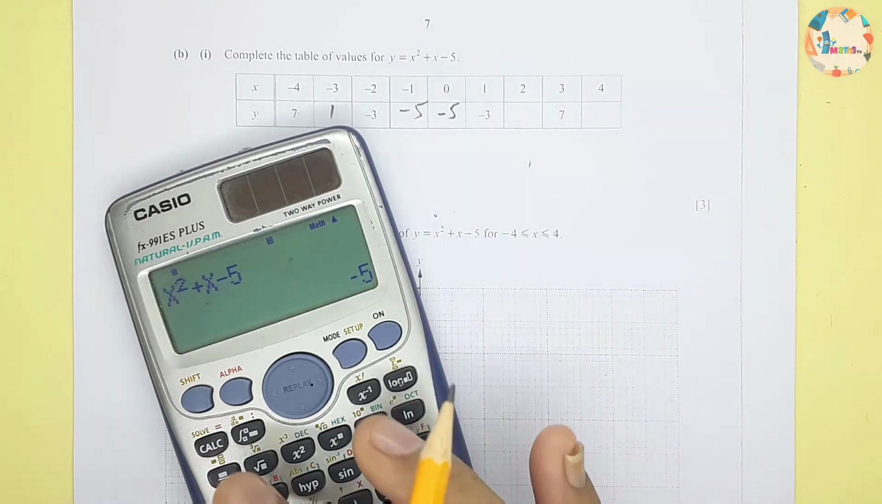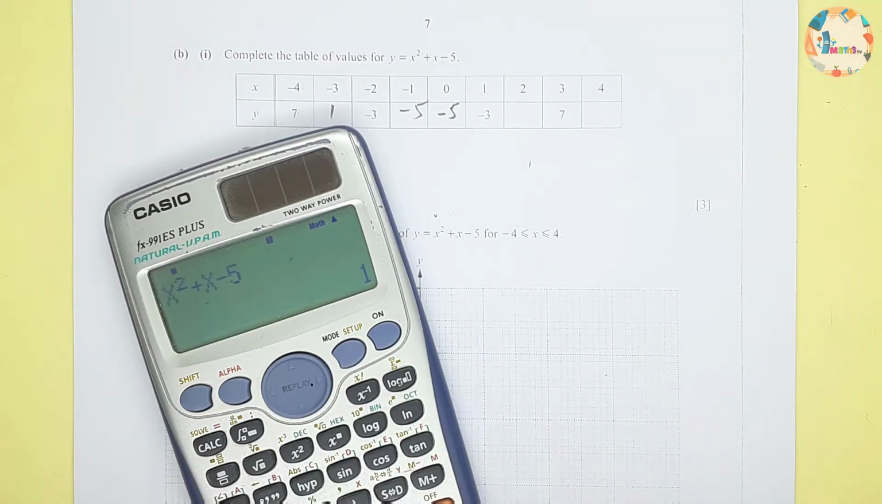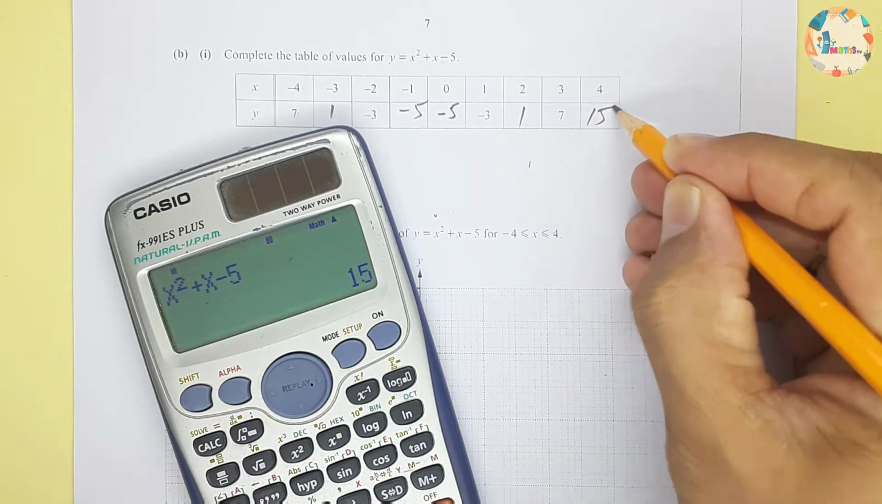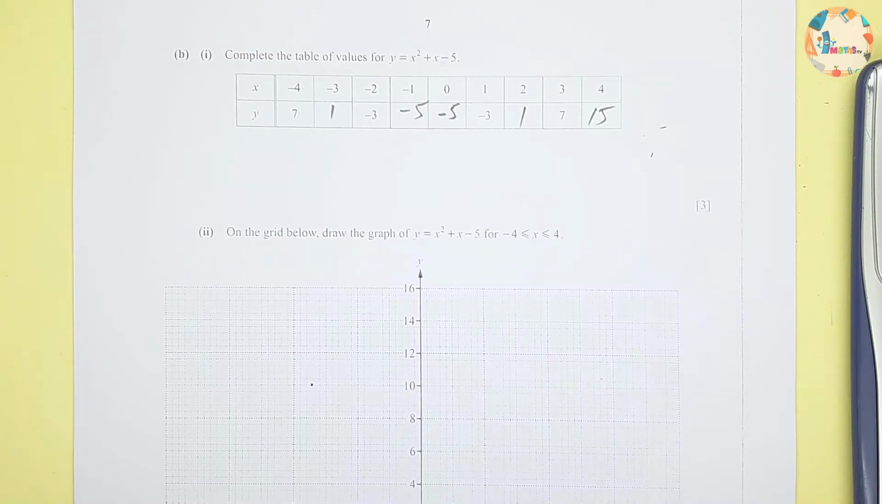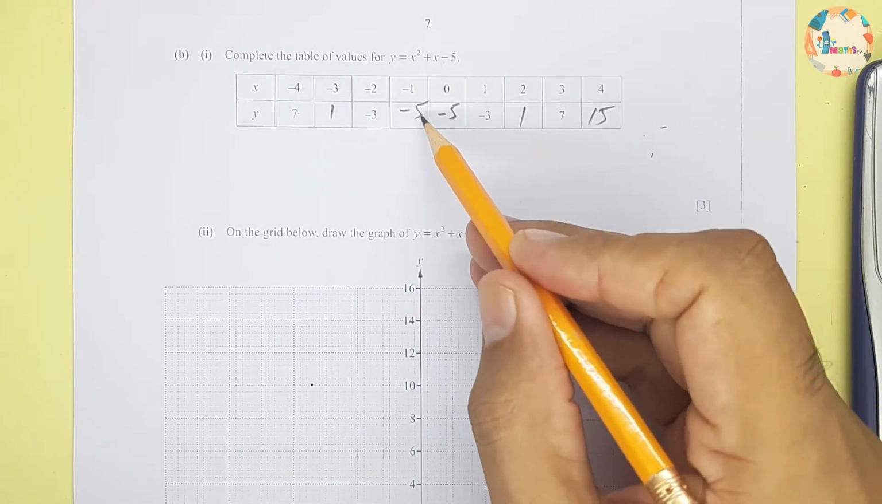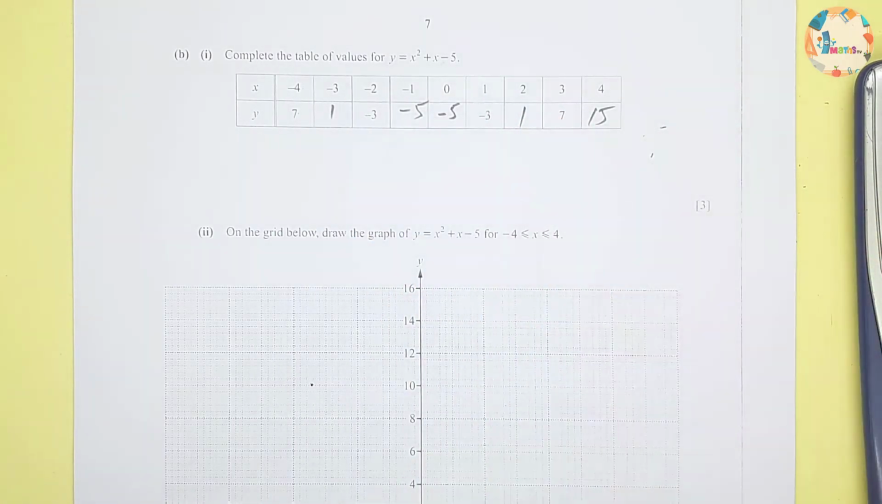So now for 2, calculate for x is equal to 2, this will be 1, so 1 here, and for 4, this will be 15. So now we have completed this table. So 7, 1, -3, -5, -5, 1 and 15, these are the values. Now we have to plot this on this given grid.